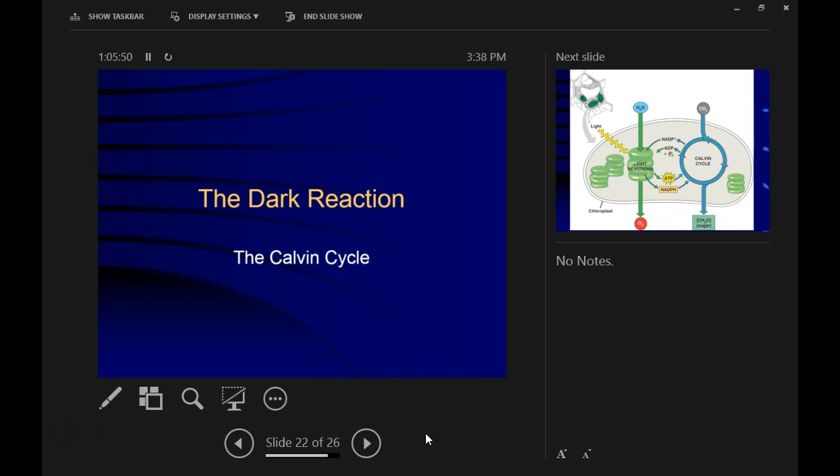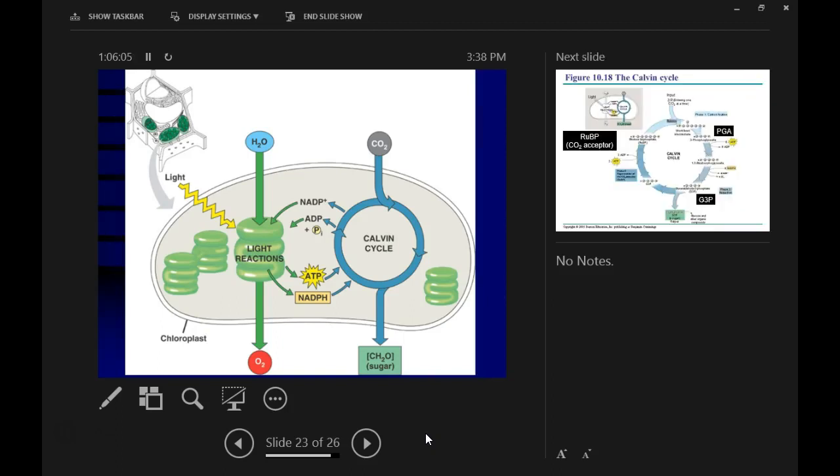Now, I absolutely love this next little diagram. This comes from your textbook, and it shows you the big picture of how photosynthesis works. As you can see, it tells us where this is occurring. There's our chloroplast. Here is our thylakoid. This is a granum here.